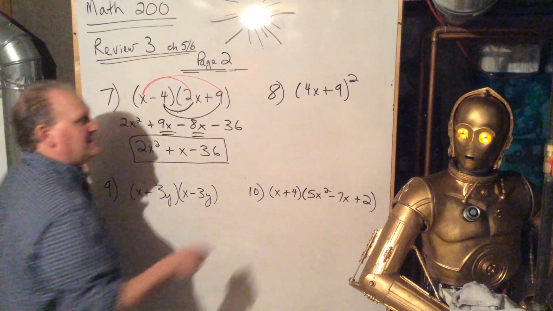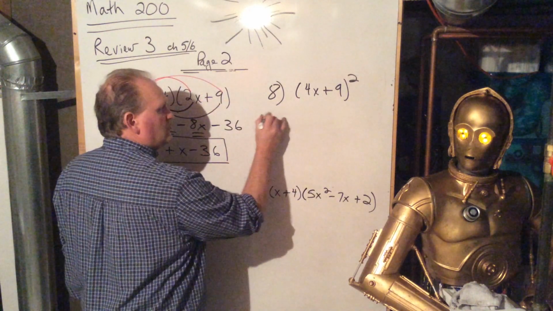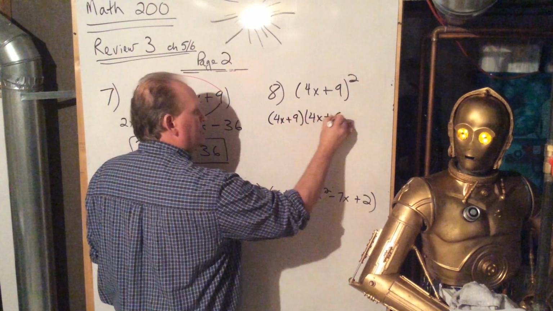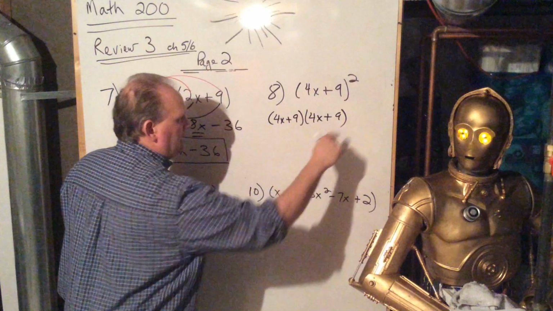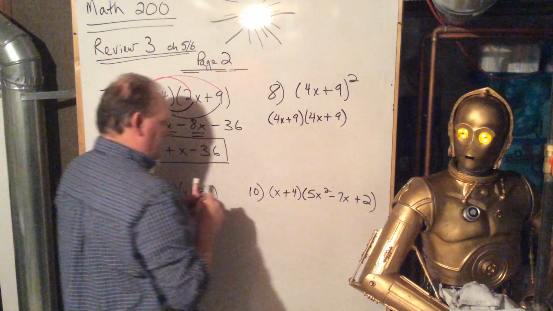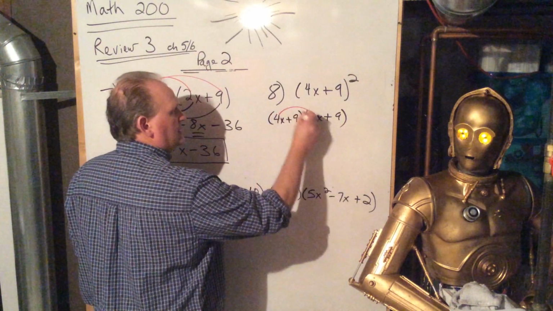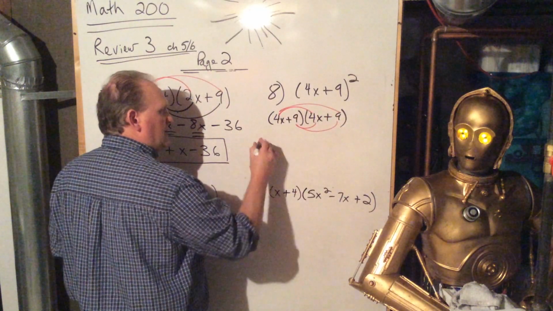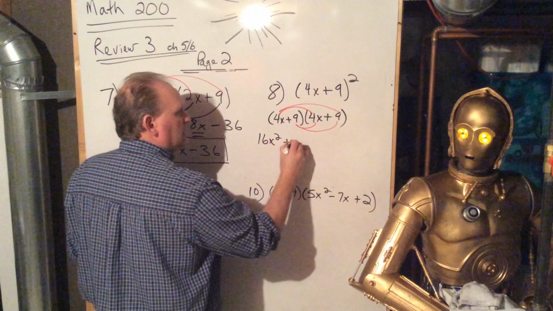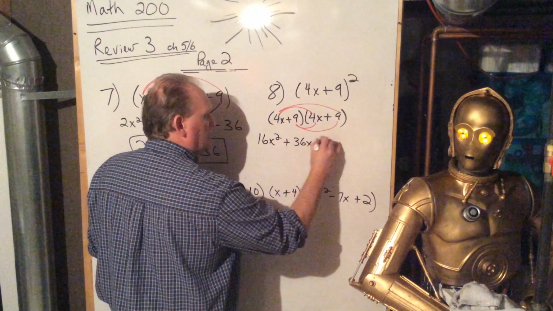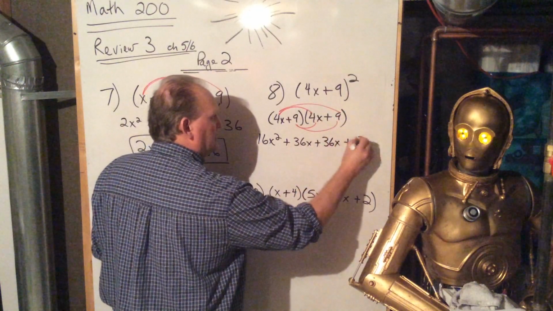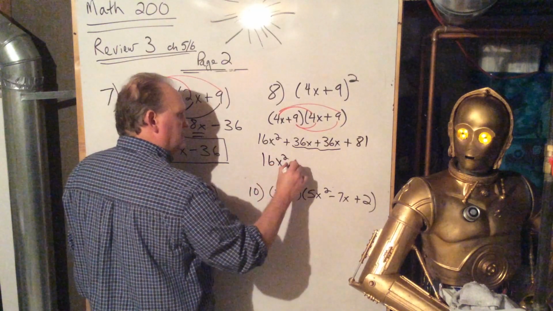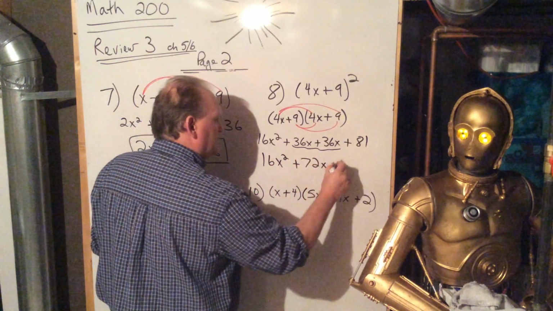All right, number 8. Very similar. We're going to write it out twice. 4x plus 9 times 4x plus 9. Do yourself a favor, write it out like that twice. And now just do the distributive property twice again. We've got that and that. So let's see, 16x squared plus 36x plus 36x plus 81. And then we can combine those middle terms together, 72x plus 81.